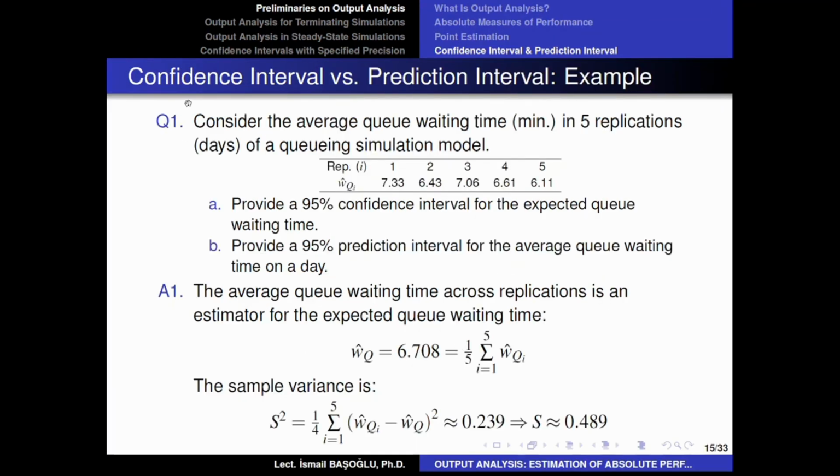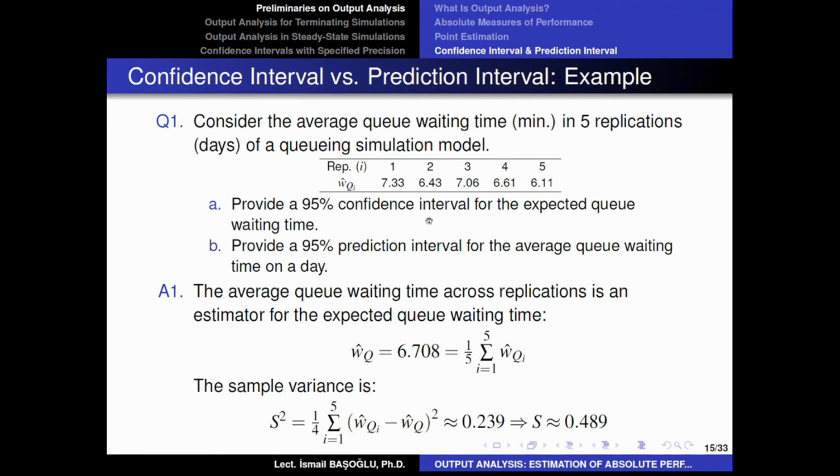So we are going to study the confidence interval and the prediction interval in this example. Let's just say we have the average queue waiting time given in minutes for 5 replications, or 5 days, of a queuing simulation model. These replications are independent from each other, and in each of the replications, the average queue waiting time is calculated as 7.33, 6.43, and so forth. Now, the question asks me to provide a 95% confidence interval for the expected queue waiting time.